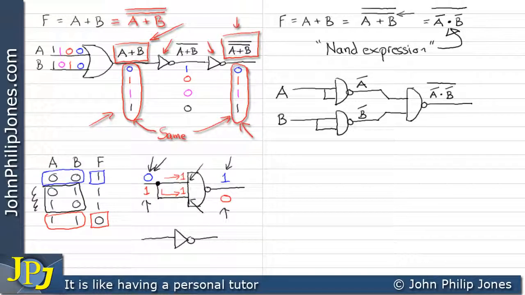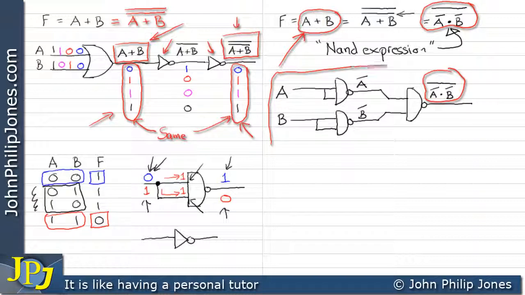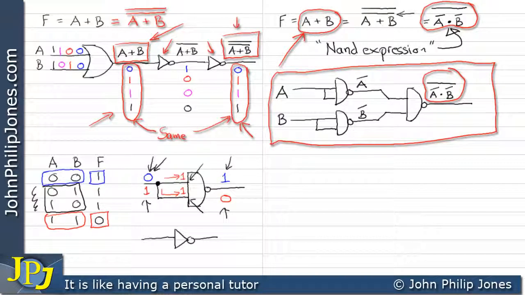Now we should be able to see that this expression here is in fact the same as this expression up here, which we showed was in fact the same as A or B, which is shown here. Consequently, although it doesn't look like it, this circuit in fact performs the same logic functionality as a 2-input OR gate. This shows that we can build circuits using NAND only gates.